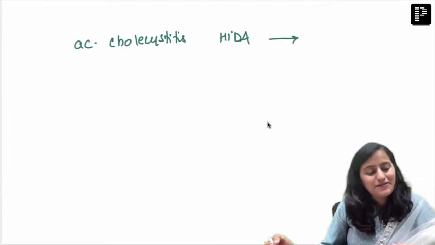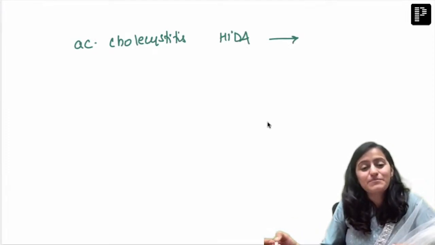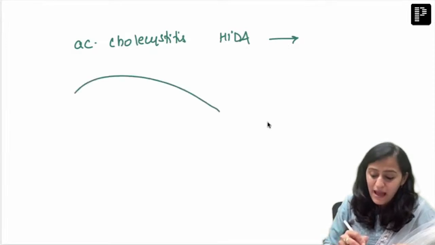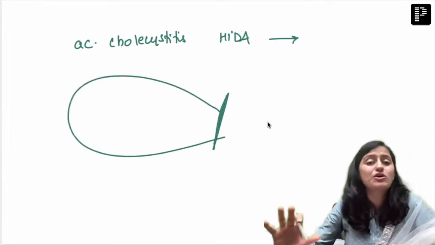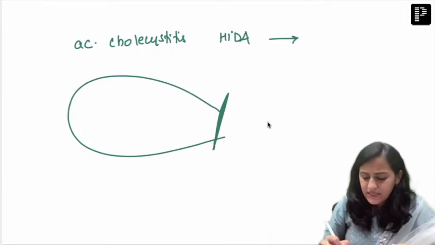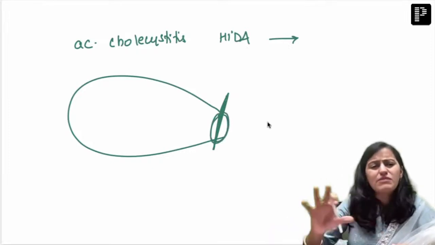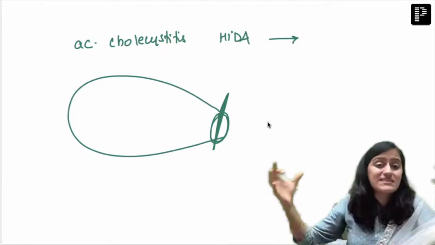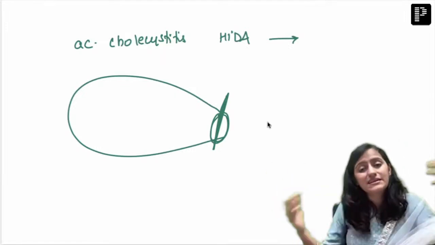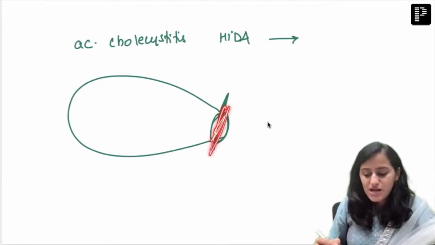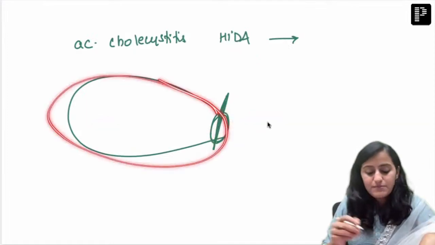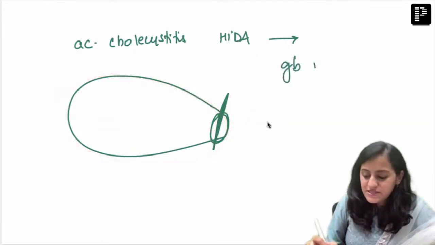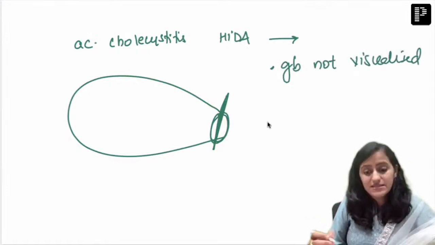Yes. Very good, Nidhi. Absolutely right. It is GB not visible. Because why does a patient develop acute cholecystitis? It is because of the gallbladder getting obstructed due to any reason, a stone or any other reason. The gallbladder is not able to empty. It gets distended, inflamed, edematous. So when this is obstructed, even the HIDA will not be able to go into the gallbladder, so you will not be able to see the gallbladder. So you would see that the gallbladder is not visualized in acute cholecystitis.